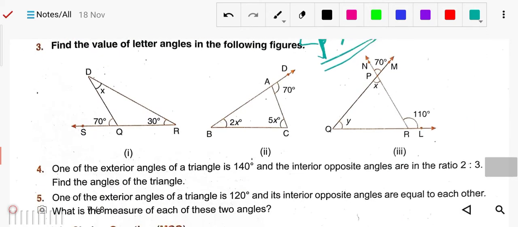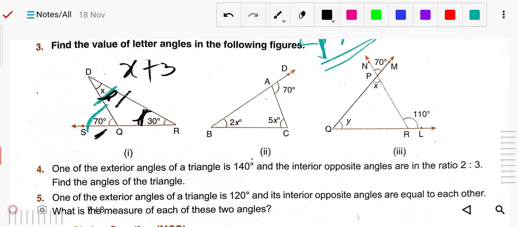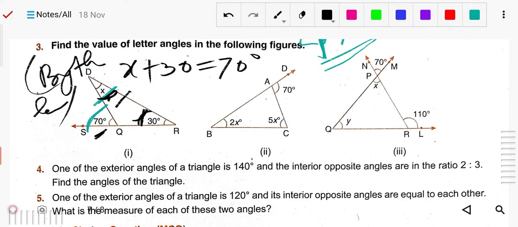Now next, question number 3. Find the value of the lettered angle in the following figure. Here is x, so we have to find the value of x. Same property we will use, the exterior angle property. This 70 is the exterior angle, and the opposite angles are x and 30. So the sum of these two angles equals 70 degrees. You can simply write x plus 30 degrees equals 70 degrees, and in the bracket write by the exterior angle property. So now x equals 70 minus 30, as 30 goes to the other side.